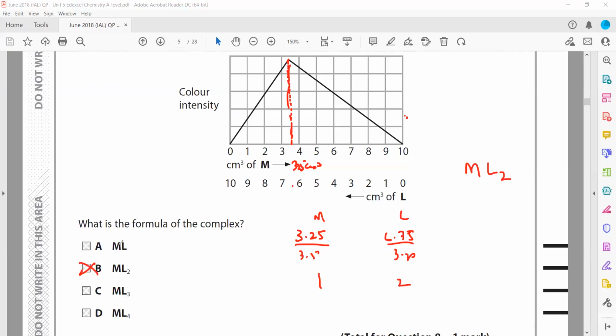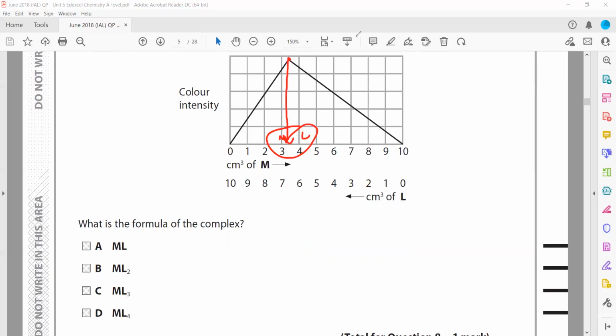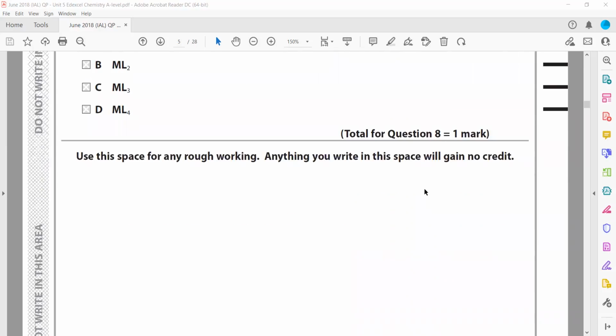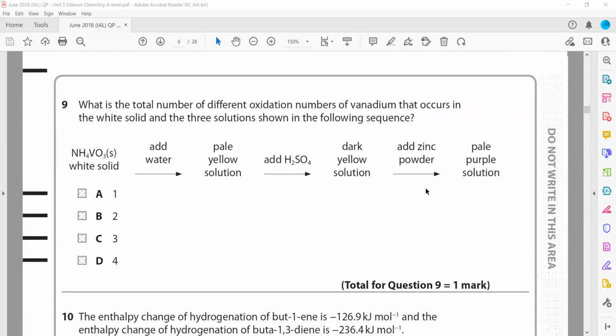If it was a bidentate ligand, then it should be only L. Here the color intensity increases. Using the color intensity, we work out the ratio between the volumes of M and L, which is 1:2. That's why the formula of the complex is ML2.